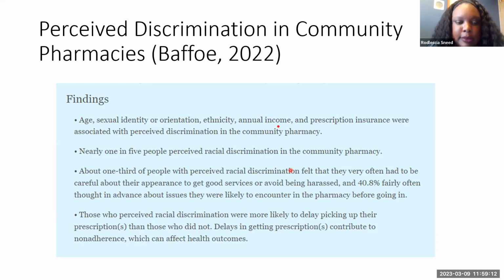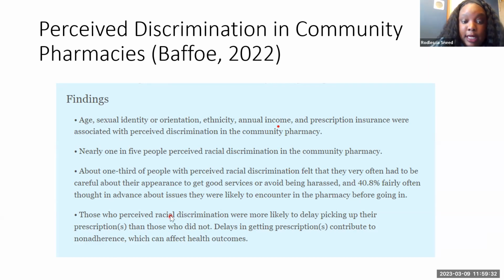And as a result, people talked about the things that they did in order to avoid being discriminated against. They talked about things like being careful about their appearance and really preparing themselves to be vigilant in advance about the issues that they were likely to encounter in the pharmacy.